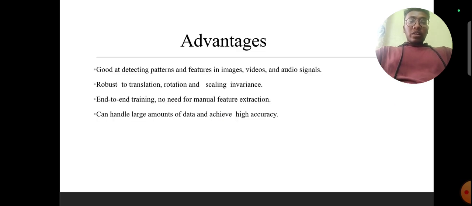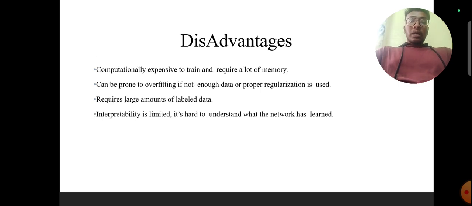The advantages are: good at detecting patterns and features in images, videos and audio signals; robust to translation, rotation and scaling invariance; end-to-end training with no need for manual feature extraction; can handle large amounts of data and achieve high accuracy. These are the advantages. And the disadvantages are: computationally expensive to train and requires a lot of memory; can be prone to overfitting if not enough data or proper regularization is used; requires a large amount of labeled data; interpretability is limited, it's hard to understand what the network has learned.